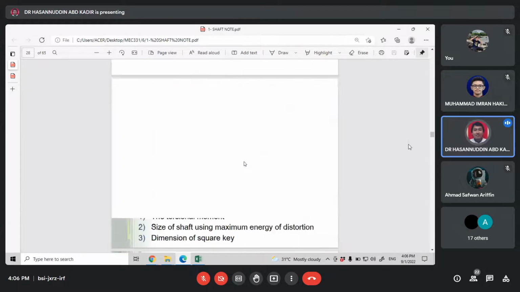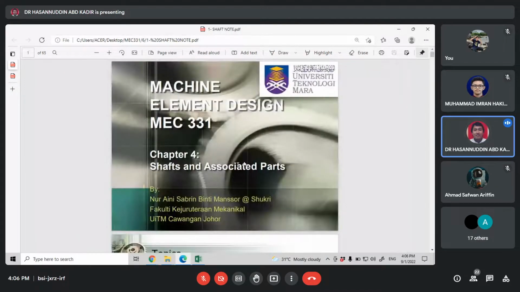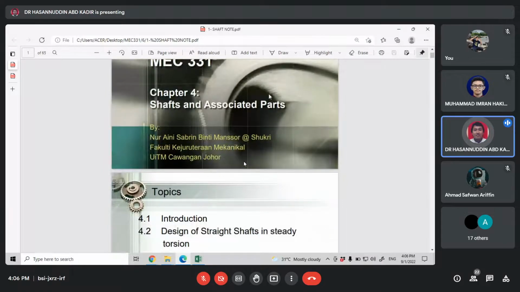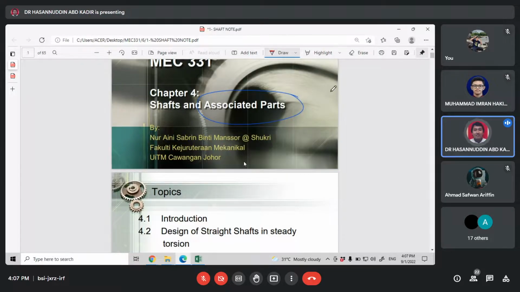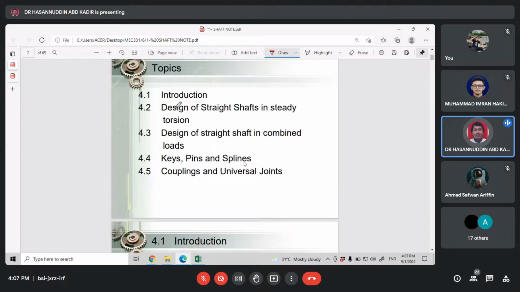Okay, seperti teori. Okay. So kita chapter 4 shaft and associated part ni. Associated part ni maksudnya dia ada beberapa accessories. Okay, sama ada key, pin, okay, coupling ataupun universal joint that related to the shaft lah. Okay, this one. So they have an introduction here. Tak ada apa lah. Ni for 4.2, 4.3. Okay. This one agak penting lah.